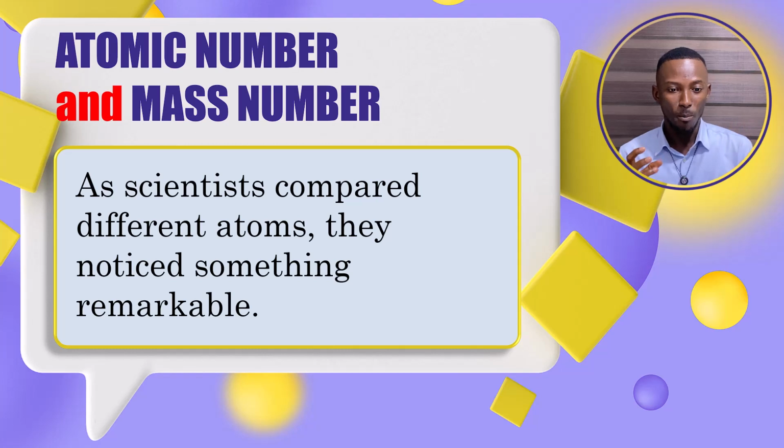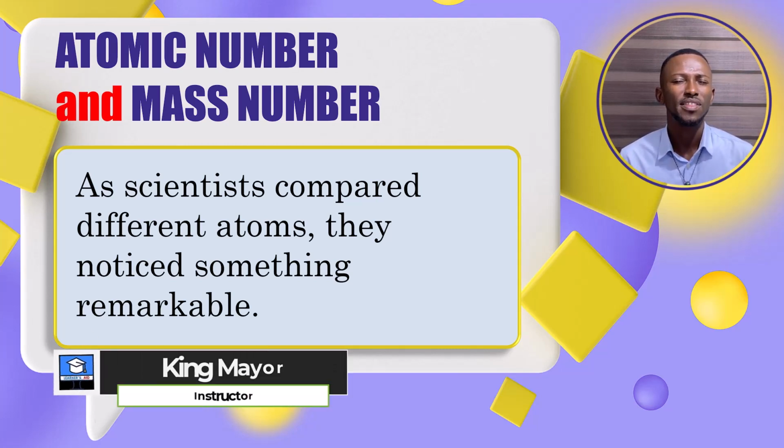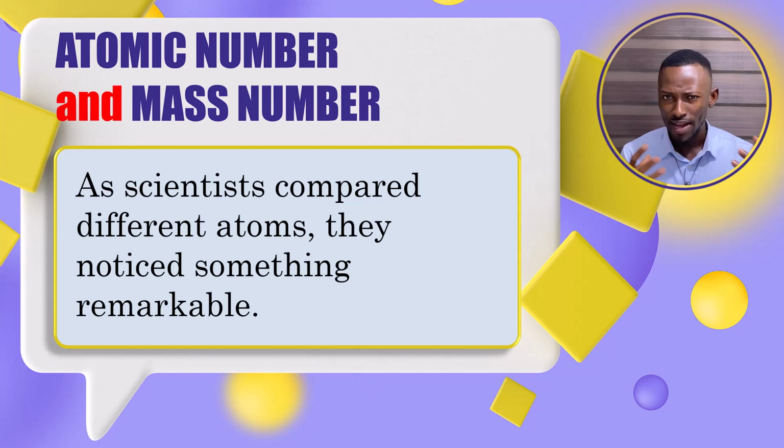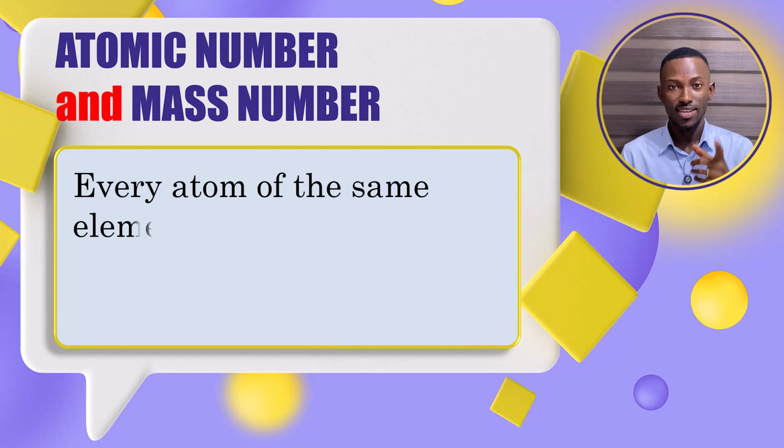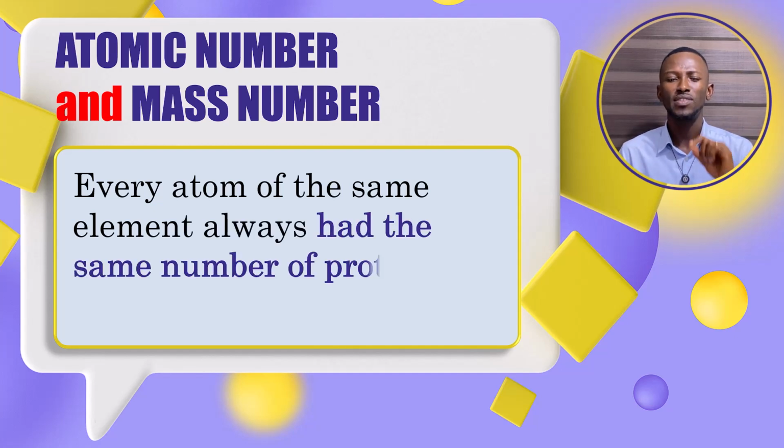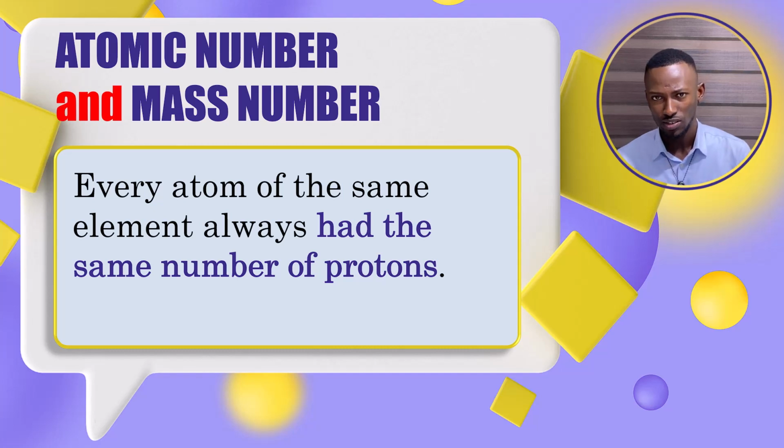As scientists compared different atoms, they noticed something remarkable. They'd pick atoms of oxygen and compare them to atoms of nitrogen, and pick atoms of maybe potassium or carbon and compare them. They noticed something so remarkable. And here it is: every atom of the same element always had the same number of protons. Every atom of the same element had the same number of protons.